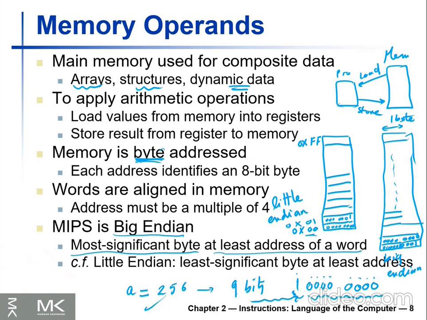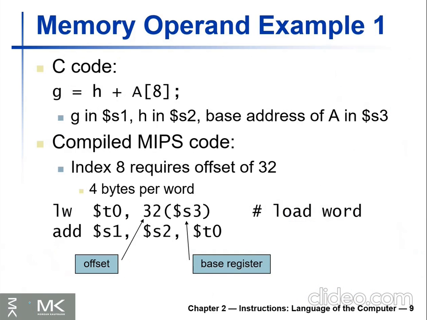And Little Endian is the opposite. Let's have an example. Let's say you have an array. This array is called A. And you have two variables, G and H, and you want to add the variable of A at location 8 to H and assign the result to a variable called G.